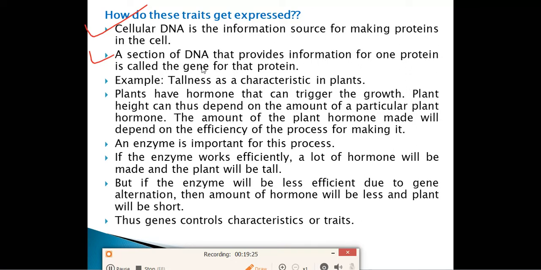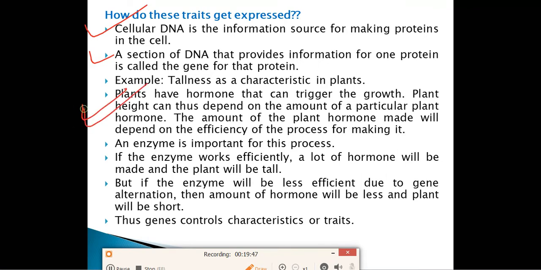And inside the DNA, what is present? Gene is present. For example, tallness as a characteristic in plant. You know that tallness is one of the characteristics in plant. Next, plants have hormones that can trigger the growth. Plant height can thus depend on the amount of particular plant hormone. The amount of plant hormone made will depend on the efficiency of the process for making it.